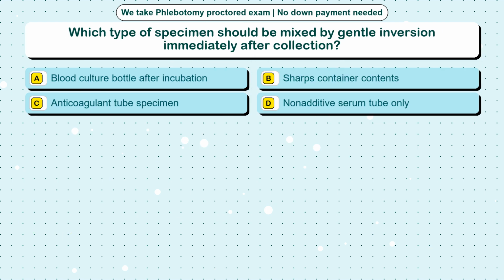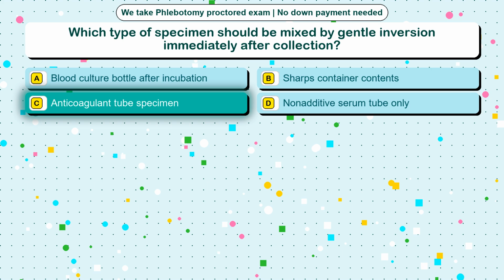Question 48. Which type of specimen should be mixed by gentle inversion immediately after collection? Option A. Blood culture bottle after incubation. Option B. Sharps container contents. Option C. Anticoagulant tube specimen. Option D. Non-additive serum tube only. The correct answer is option C.